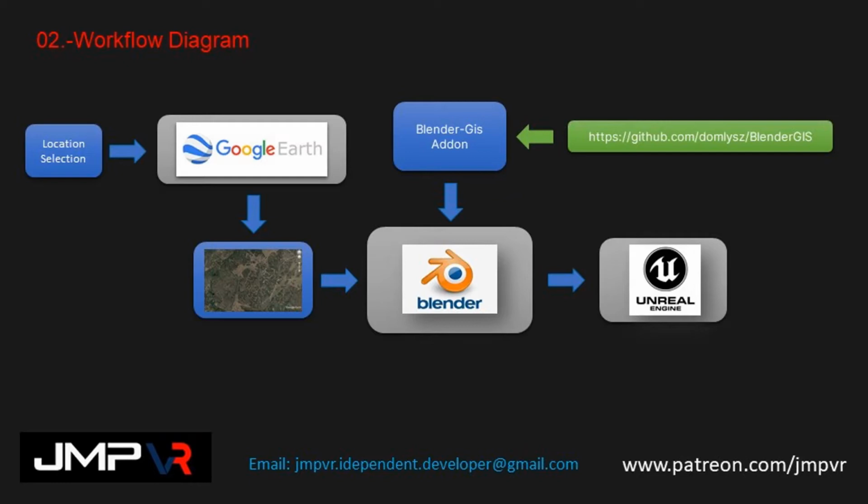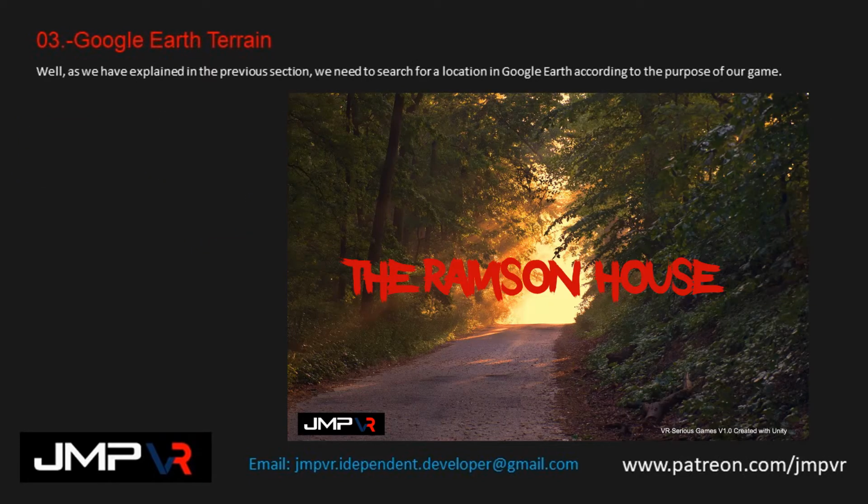Well, once explained the process of obtaining our land, we are going to develop it step by step, so that you can follow it in a clear and simple way. As we have explained in the previous section, we need to search for a location in Google Earth, according to the purpose of our VR game. In our case, our VR game The Ramson House needs exteriors corresponding to a mountainous area of medium altitude, since our mansion is located near a road, in the middle of a forest.